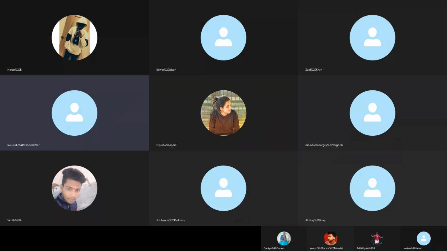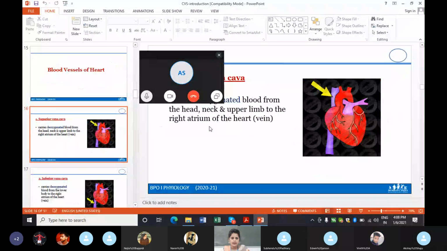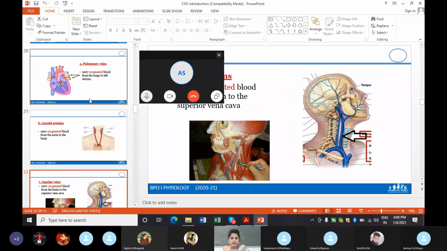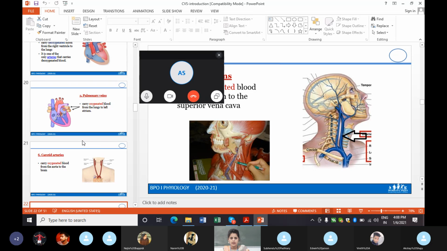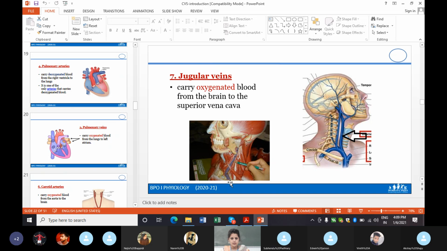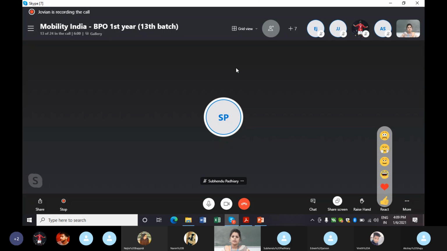Last session, just superficially. Can anybody say what we have discussed in last session? Anyone? Ma'am, structure of heart. Good. This is Subendu, right? Yes, ma'am. Yes, Subendu. So structure of heart. Good.